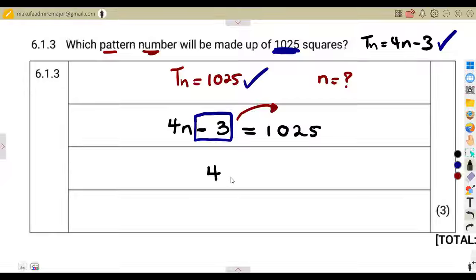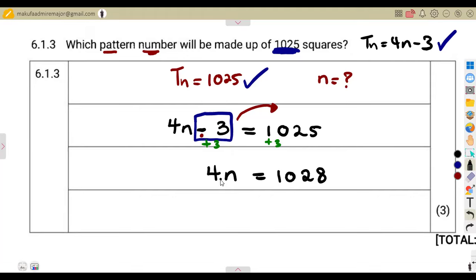The moment it crosses the equal sign, it must change its sign. The sign is a negative, so it is going to be a plus 3 on this side. That is the concept, to remove this minus 3: you add a plus 3. So that is going to be 1,025 plus 3, which is 1,028. This is 4n, which is equal to this. When you are multiplying, the number does not cross like what minus 3 did.